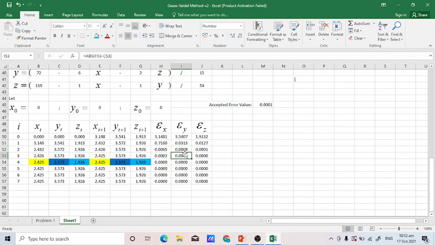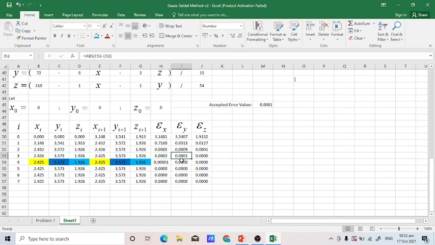Tapos, accepted error value, 0.0001. Check nga natin. I-ano natin yung decimal. Ayun, no? Di ba, mas mababa ito kumpara dito sa accepted error value. Therefore, accepted. Kasi yun sa taas niya, hindi pa siya 0.0001. Therefore, kailangan pa ng karagdagang iteration.